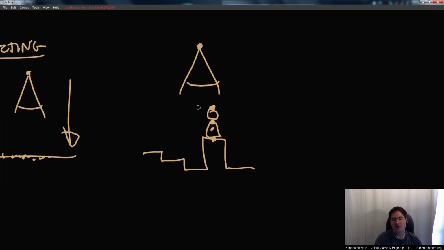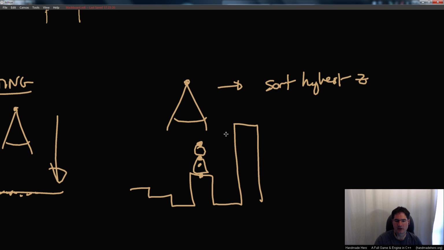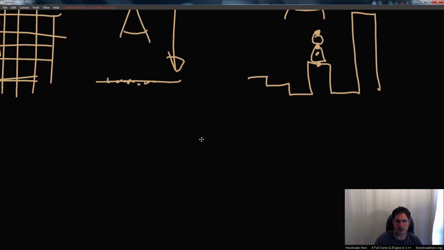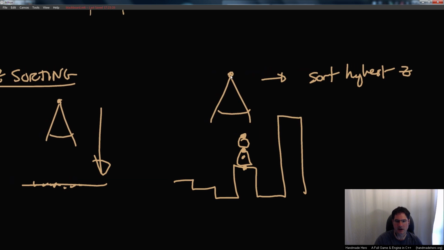So I feel like top-down is very straightforward. Top-down is just sort by highest Z point. So where does the complication come in, right? The complication comes in here, and I guess, you know what, let me go ahead and draw this a little bit slightly differently. And maybe I could do it by going like this.